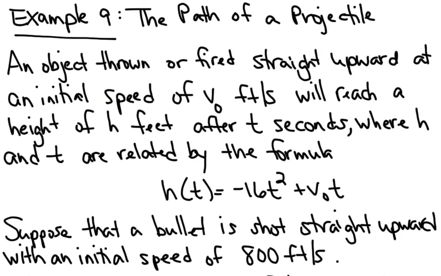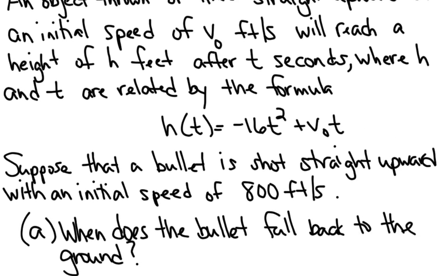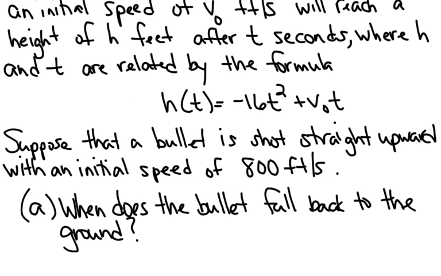In Algebra 2, we spent a lot of time talking about these application problems of quadratic equations called the path of a projectile. An object thrown or fired straight upward at an initial speed of v0 feet per second will reach a height of h feet after t seconds, where h and t are related by the formula h of t is equal to negative 16t squared plus v naught t. Suppose that a bullet is shot straight upward with an initial speed of 800 feet per second. When does the bullet fall back to the ground?